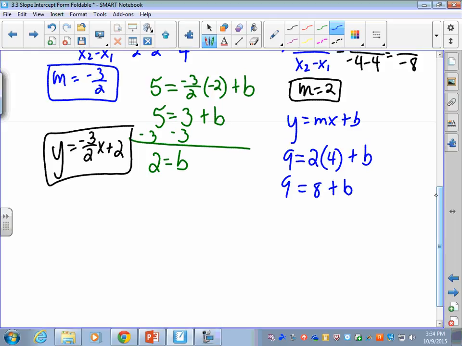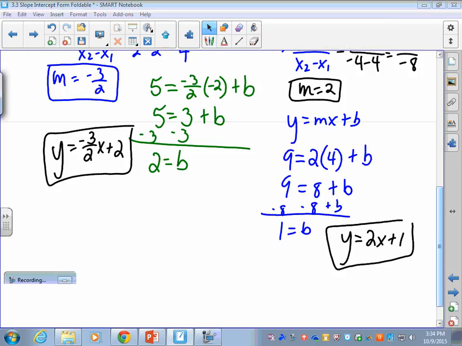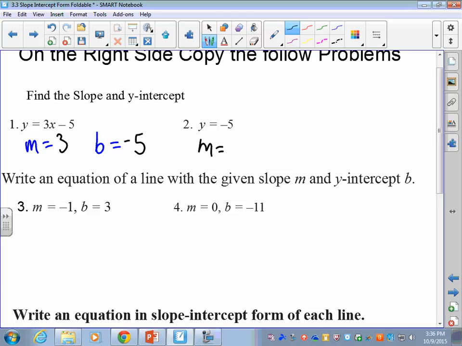What is b going to be? 1. Yep. So our equation, y equals 2x plus 1. Did you get 1? So for this one, hopefully m is 3, b is a negative 5. Are we okay on that? Alright, m on number 2 should be 0, b is a negative 5. Any questions on that? Because some of you have it flipped, I noticed.